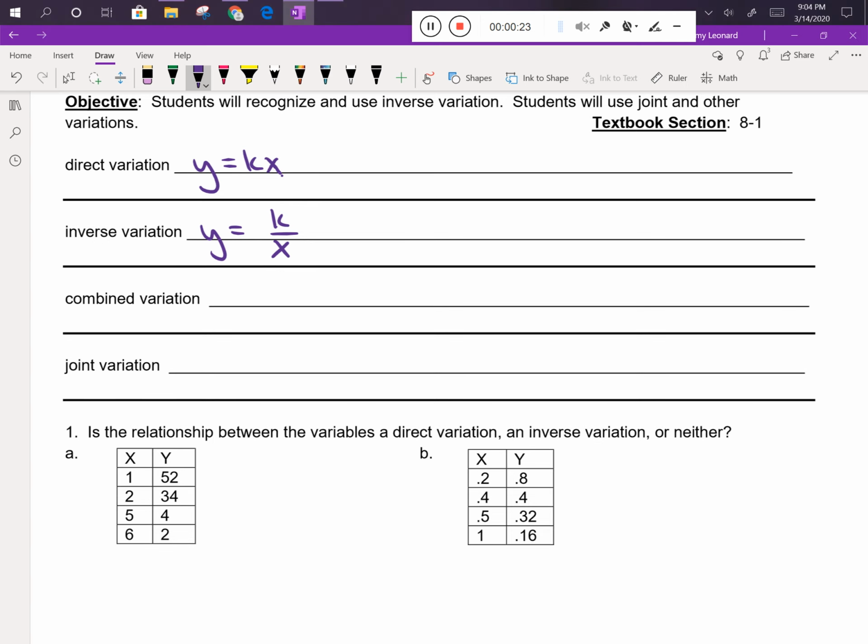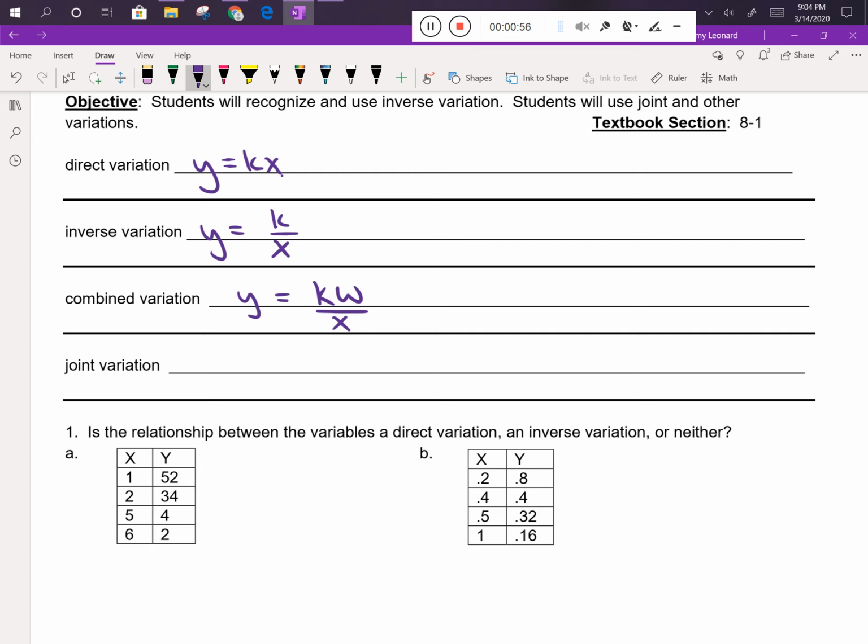Combined variation allows us to have what it says, a combination of direct and inverse variation. So something of the form y equals kw over x. Notice all of a sudden we have more than one input and one output. So combined variation is not a function with a single input and a single output. It's a more complex relationship dealing with multiple variables.